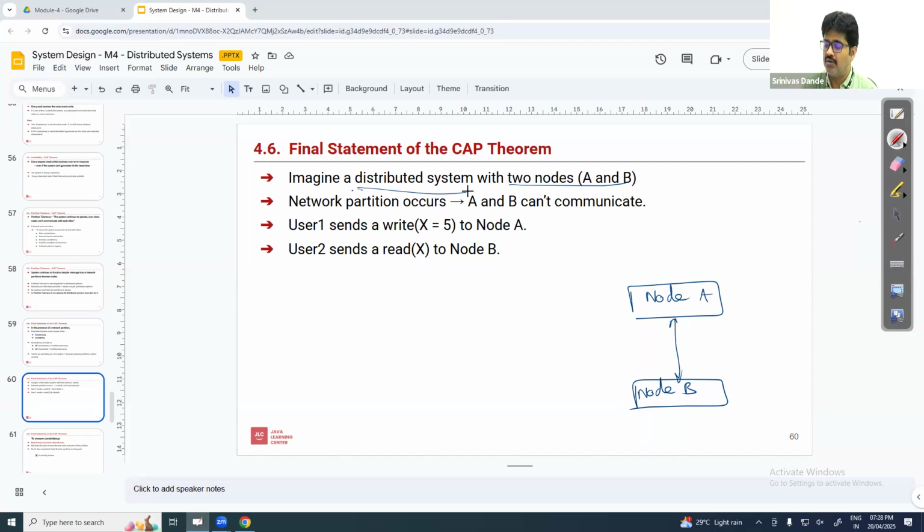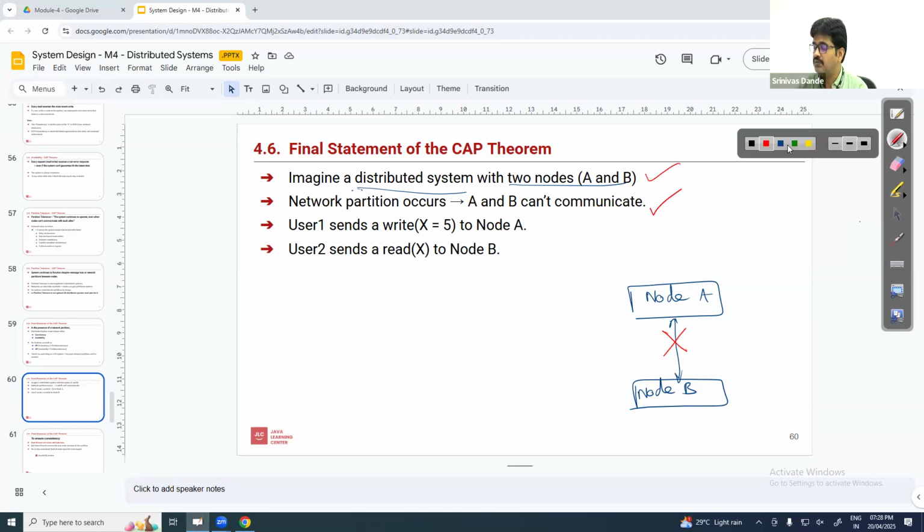Now, a network partition occurs. Network partition occurs means there is some network issue here. It means these nodes are partitioned, separated nodes. A and B have a networking problem, so they cannot talk to each other. Is this point clear? Two nodes, but a network issue.